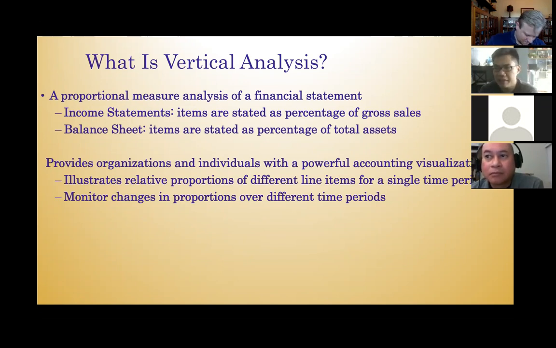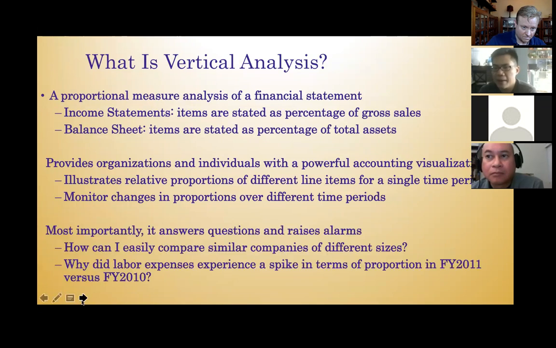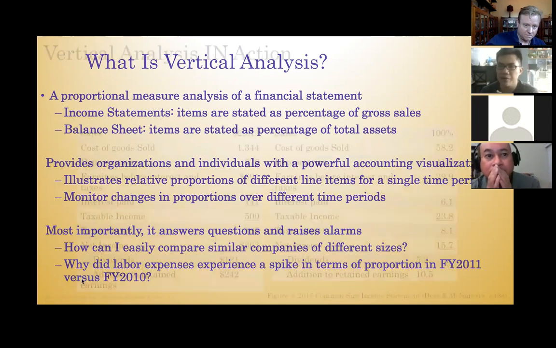It matters because, most importantly, it answers questions and raises alarms. How can I easily compare similar companies of different sizes? For example, in our case study, we have Panera Bread. Another similar company might be Corner Bakery. They may or may not be different sizes. How can you compare the two? You could see who spends more on what or who spends less on what. You could also see, year over year, why there is a spike in proportion for labor expenses for one fiscal year over another. So going to the next slide, let's go through a live example to see the math behind vertical analysis.